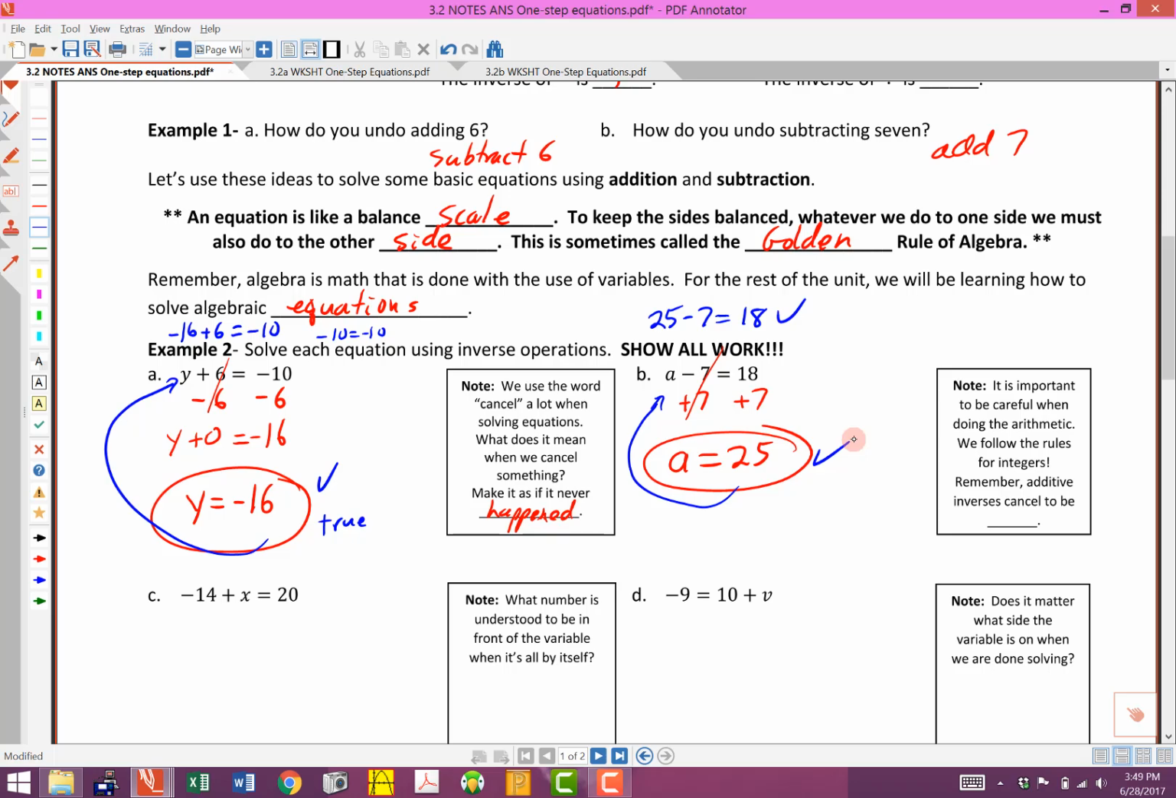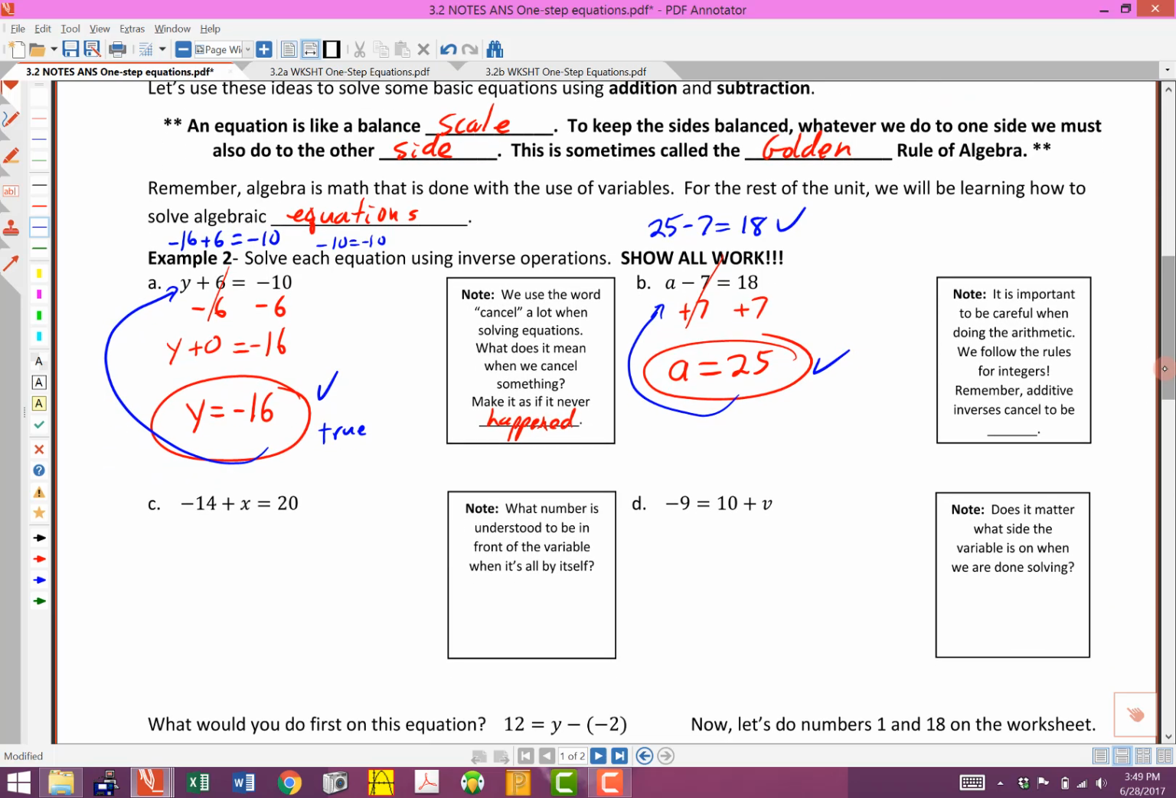So again, we're not going to do every problem exactly like this and show all of that work and checking and that sort of thing, but it is important that you understand how this works. And we've got to be careful. A couple things we've got to be careful with is the arithmetic. We follow the rules for integers, like same sign find the sum, different signs find the difference, that sort of thing. And what we want to remember is additive inverses cancel to be a 0. That's why I didn't have to write it on this one, okay? So they cancel to be a 0.